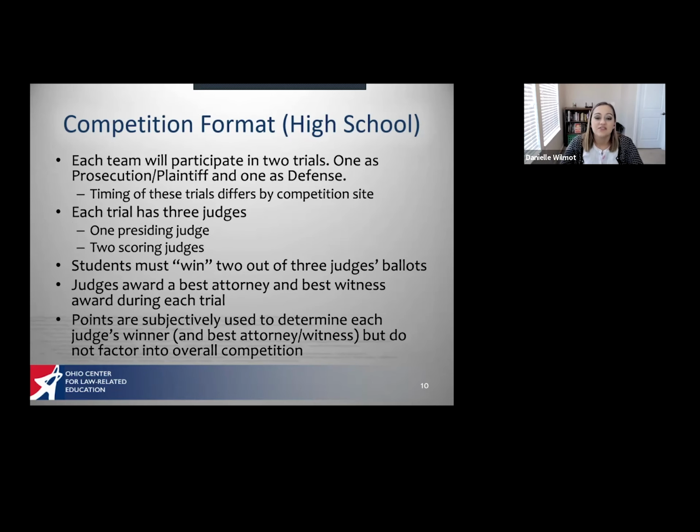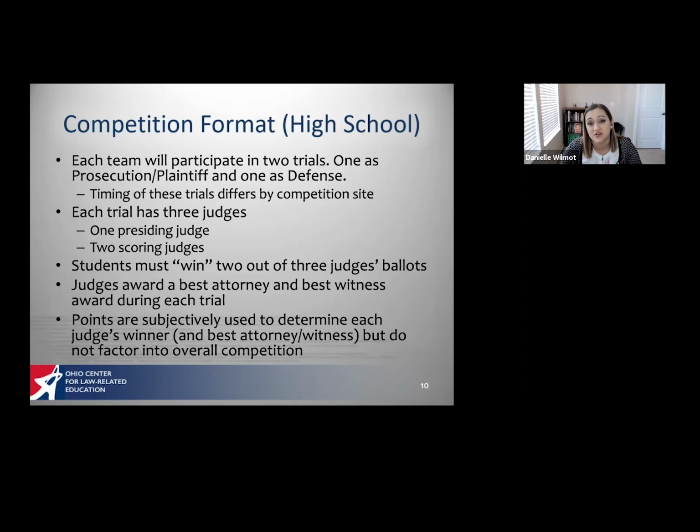Okay, so as I've already alluded to, your competition format is always your team is going to participate in 2 trials, once as the prosecution/plaintiff, once as the defense. We will tell you which side you're going to present first, but you will always present both sides of the case.